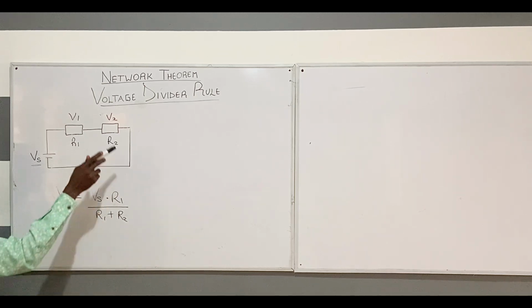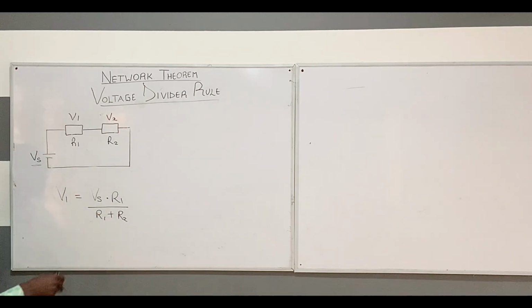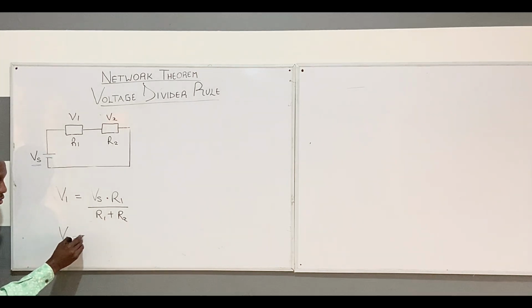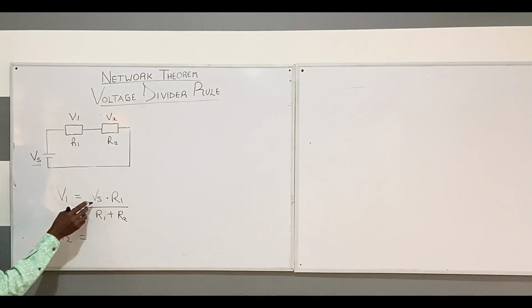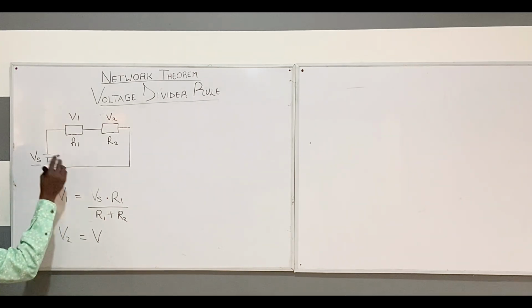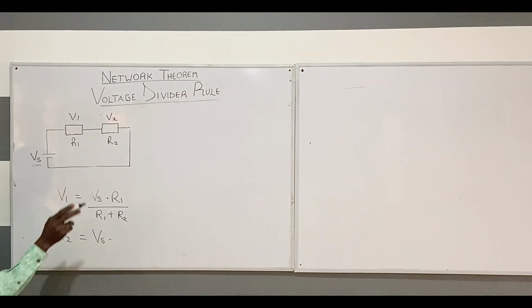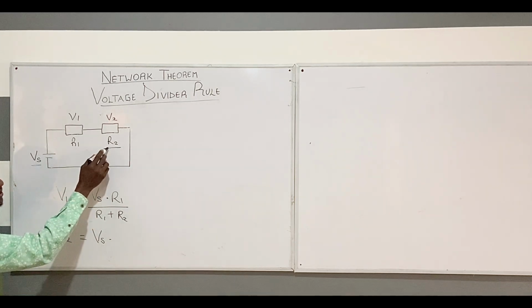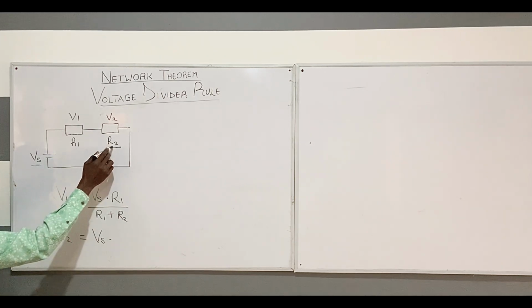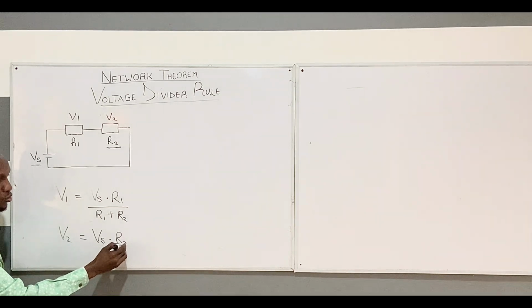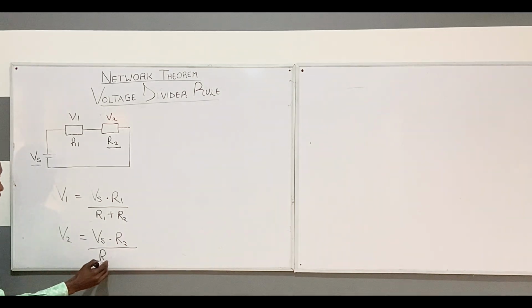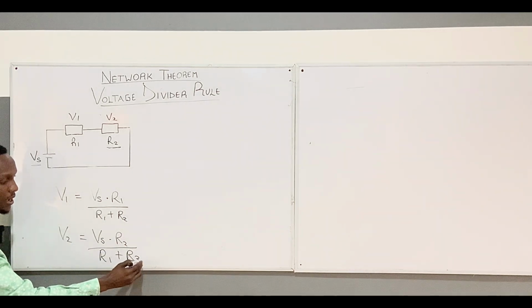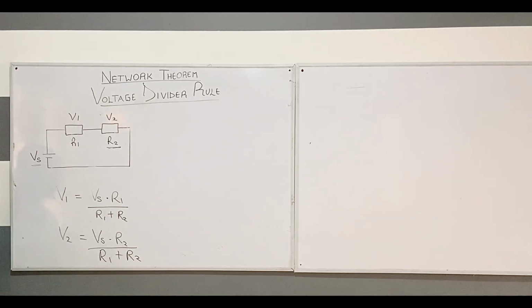So now let's move on to V2. To find V2, it is the same process. You write V2 equal to your source voltage Vs, and use it to multiply R2, which is the resistor V2 is passing through. So Vs times R2, divide your result by R1 plus R2. Now do you get it? The voltage divider rule is very simple.